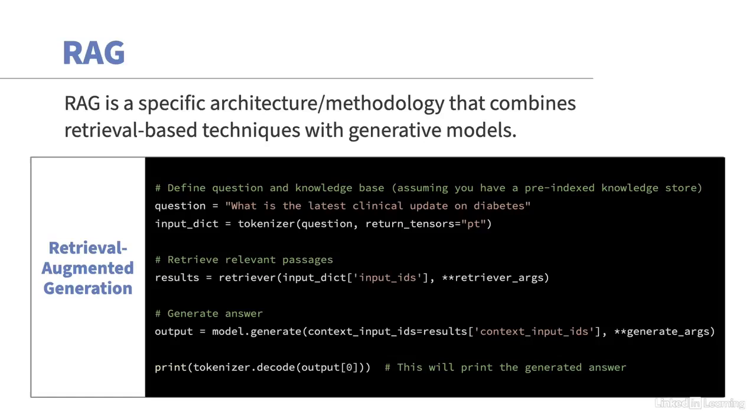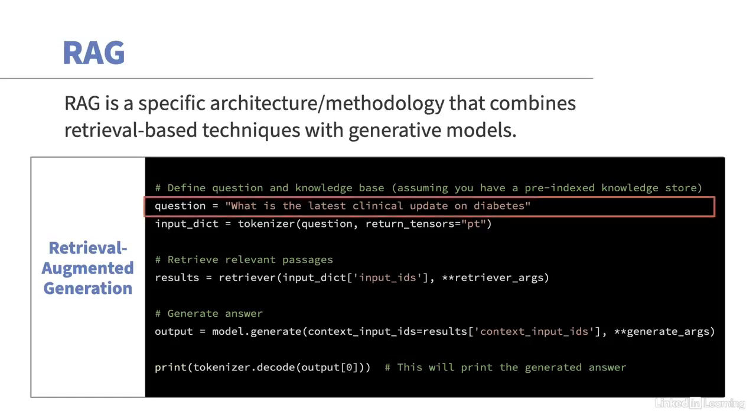This code snippet performs question answering using a combination of a retriever and a generator model. First, we define the question you want to ask. What is the latest clinical update on diabetes? This question seeks information about the most recent developments or findings related to the clinical aspects of diabetes. This type of question is common in medical and healthcare contexts, where staying updated with the latest research and clinical guidelines is important for healthcare professionals to provide optimal care to patients.